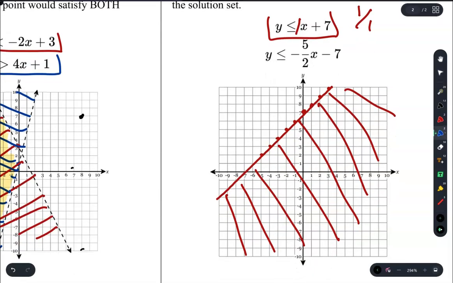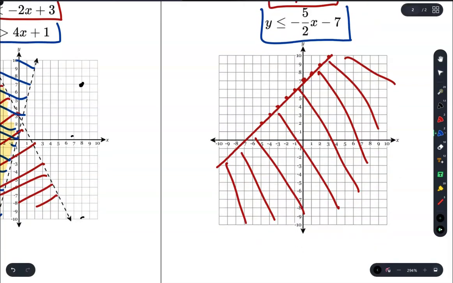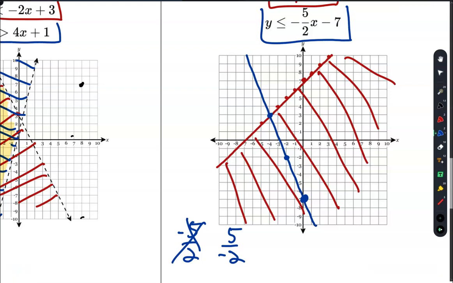All right, now I'm going to do another one here. And I got blue. So on this one, I'm going to go to -7, which is right here. And it says -5 over 2. So -5 over 2. Okay, I can't go down 5. So instead of doing that, I'm going to do 5 over -2. Go up 5 and back 2. All right, starting at -7. 1, 2, 3, 4, 5, and back 2. 1, 2, 3, 4, 5, and then back 2. All right, and now I'm going to draw my line with that. Again, a solid line because it's equal to. And since it says less than, I'm going to shade below.